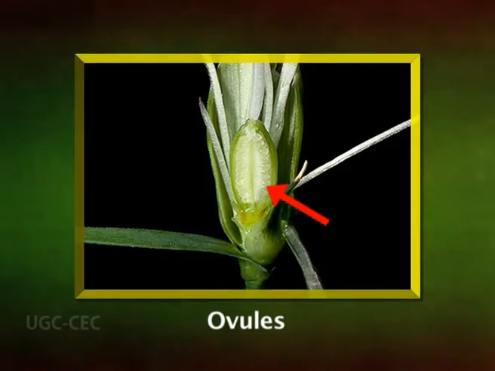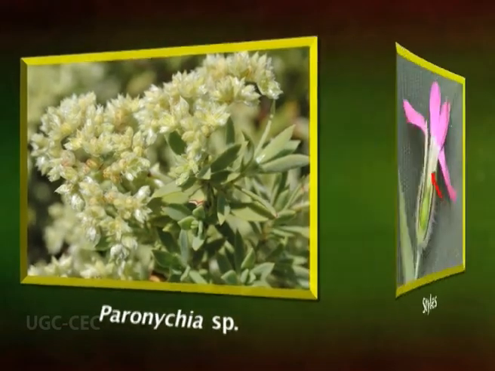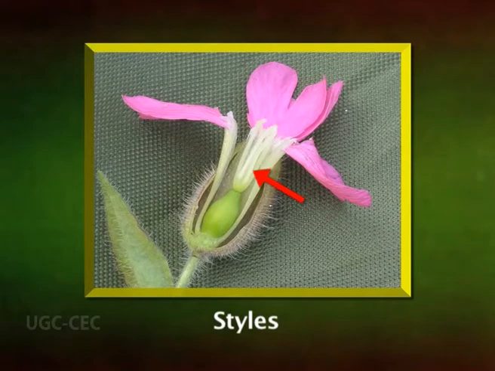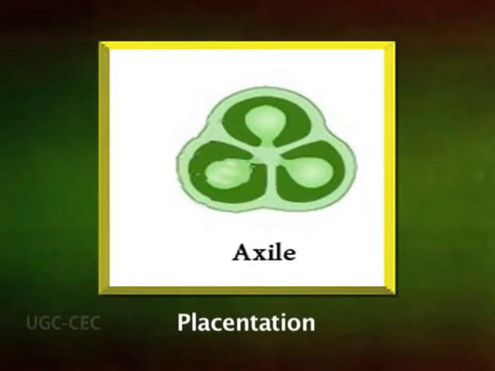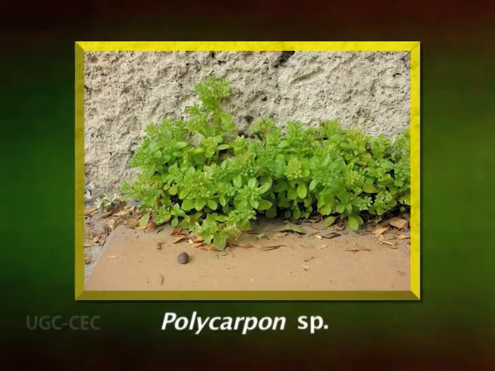Ovules are usually numerous but a single basal ovule is present in Paronychia. Styles are free and as many as the carpels or are connate. Placentation is usually free central, at least below, or it's basal. The free central placentation is derived from axile placentation due to the breaking down of the septa. The axile placentation is persistent in Polycarpon. Ovules are campylotropous, hemianatropous to amphitropous and are usually bitegmic.